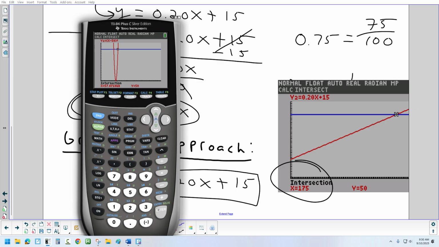And that's pretty similar to how a lot of these second calc features work. Like if I do what's called a minimum, it asks you 3 questions: a left, a right, and a guess. If I do a maximum, it asks me 3 questions: a left, a right, and a guess. Intersect: first curve, second curve, guess. So there's usually 3 questions that it follows up with.